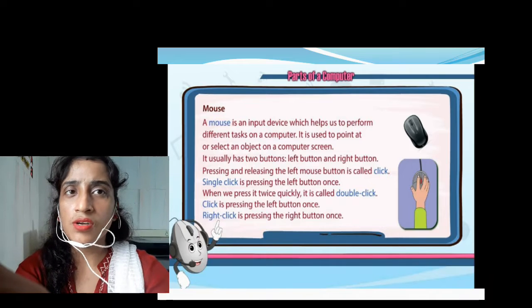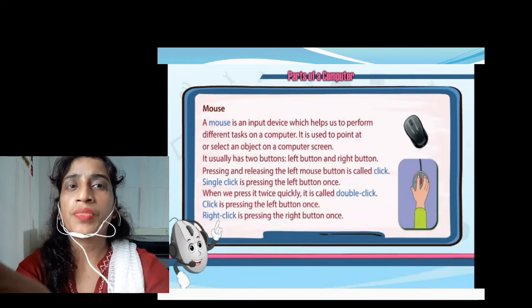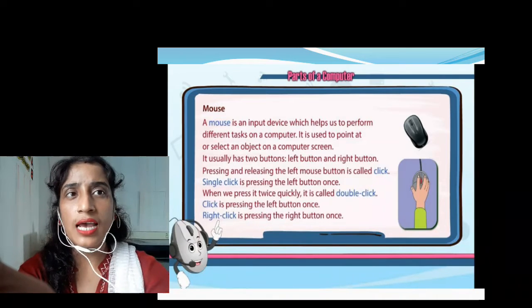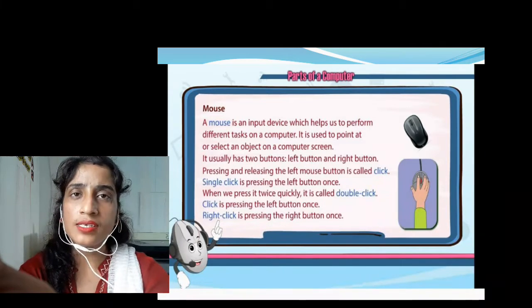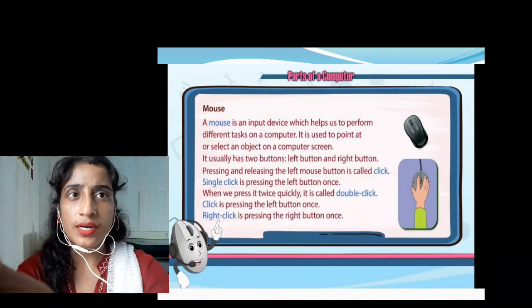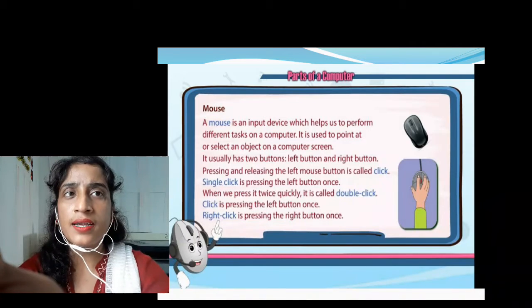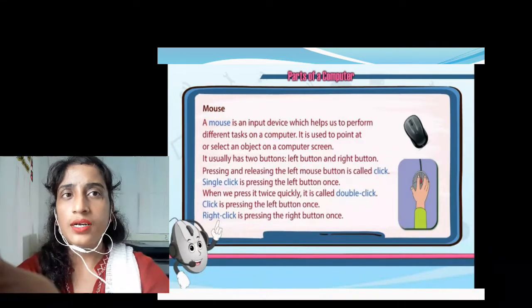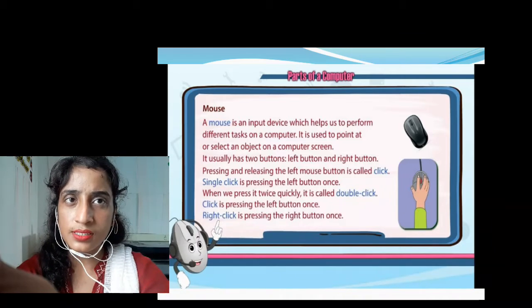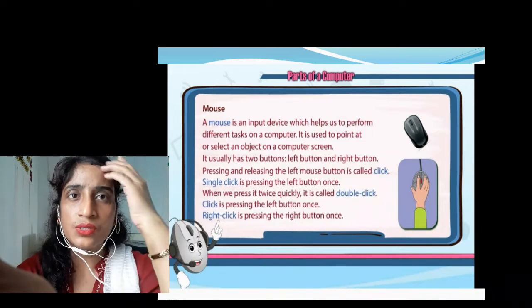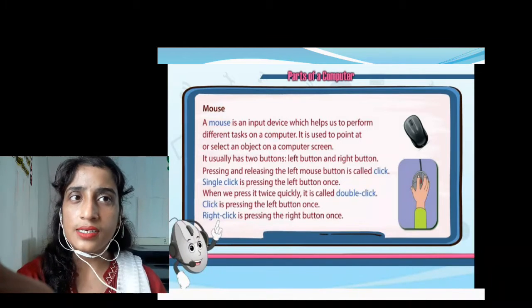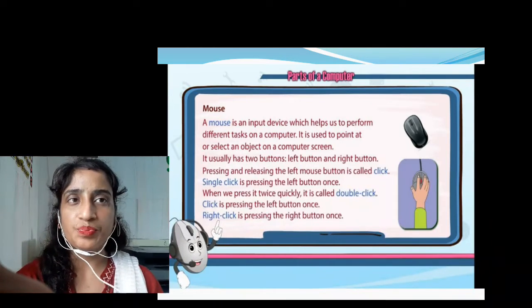So students, this is your textbook text. A mouse is an input device which helps us to perform different tasks on a computer. It is used to point at or select an object on a computer's screen. It usually has two buttons. First is the left button and the second one is the right button.